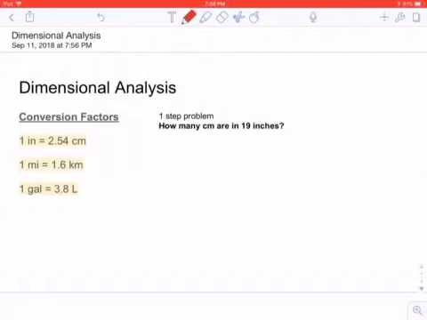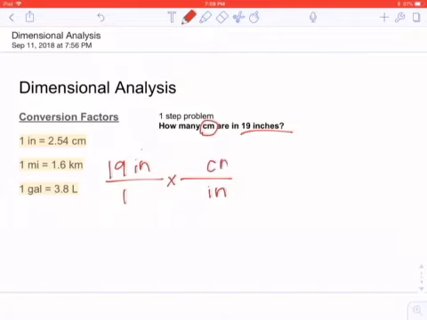So for dimensional analysis, we always want to start with our original number. In this case, it's 19 inches. So I'll write 19 inches and I'll write it as a fraction. Then I'm going to multiply by my conversion factor. If inches are at the top right here, I'm going to want to cancel out inches. So I'm going to drag it down to the bottom right there. And I want to end up in centimeters, so I'm going to put centimeters at the top.